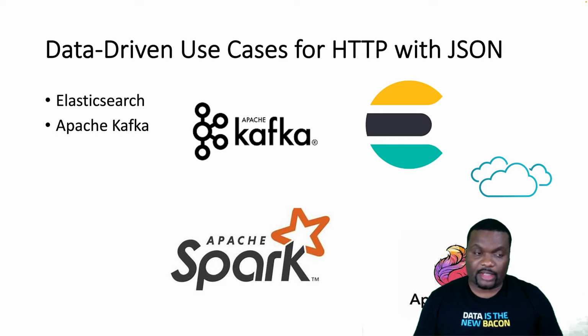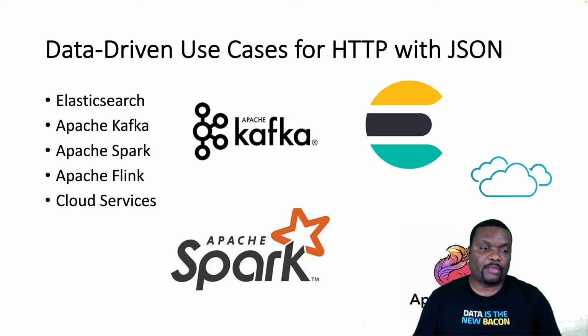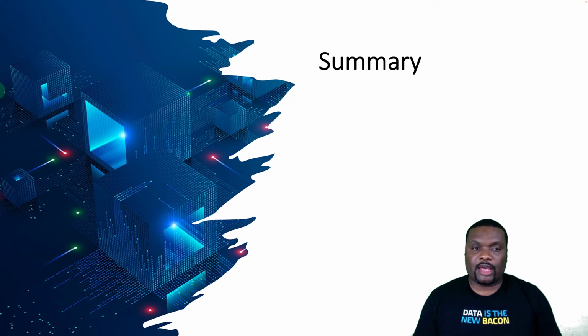For Elasticsearch and for Apache Kafka, Apache Spark and Apache Flink also have some HTTP components to them. And then some of the cloud services, like the ones from Google, Amazon Web Services, and Microsoft Azure, there are several endpoints and several services that are purely HTTP based. So it is very important for you to understand all the different components when you are interacting with HTTP endpoints.